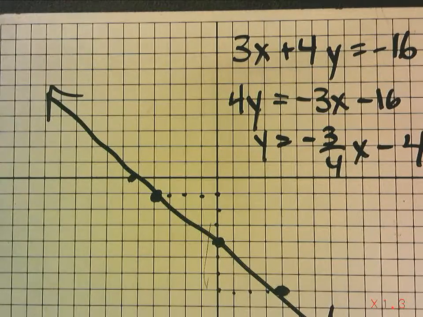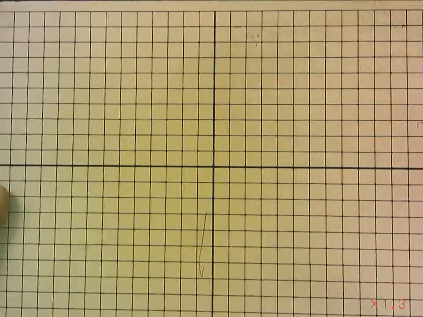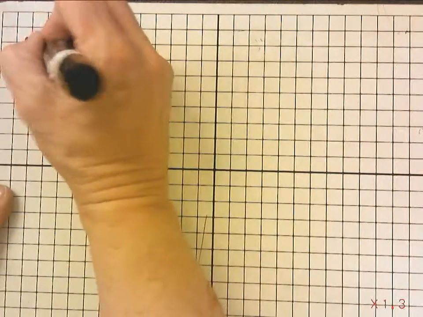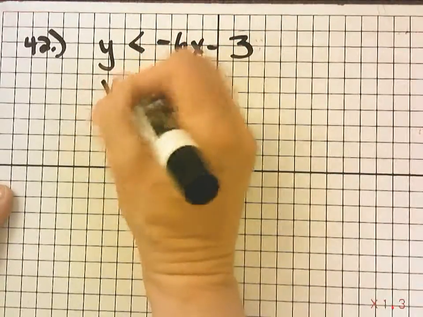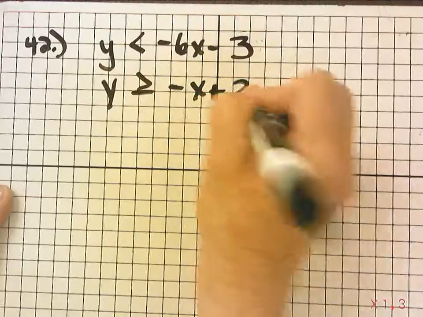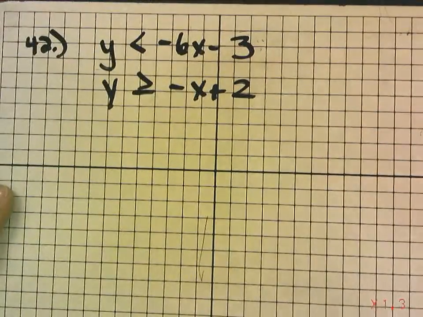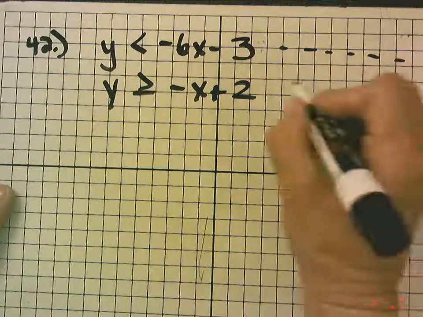Okay. Now, why don't we graph a system of inequalities? So if you look at page 6, we are going to graph number 42. Y is less than negative 6x minus 3. Y is greater than or equal to negative x plus 2. So to graph this, I know this is going to be a dashed line, this is going to be a solid line.